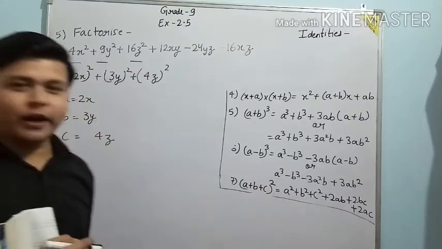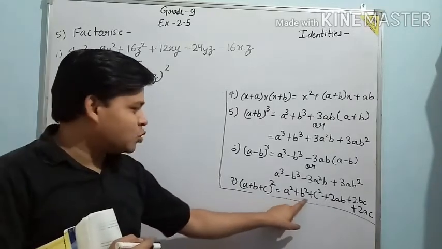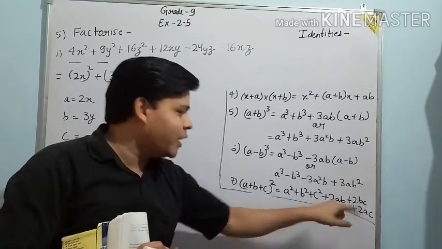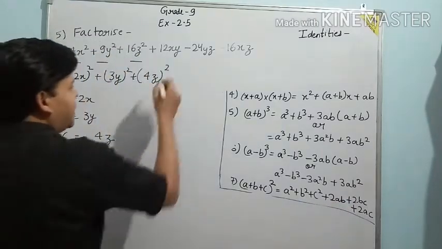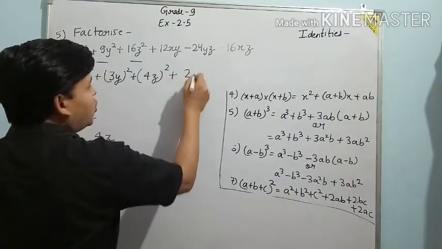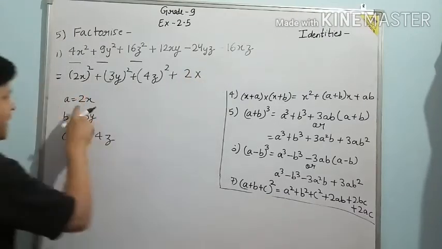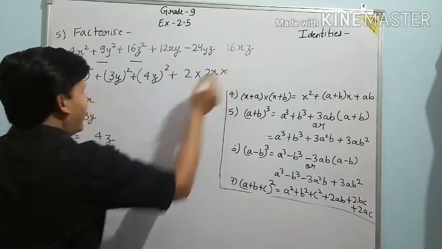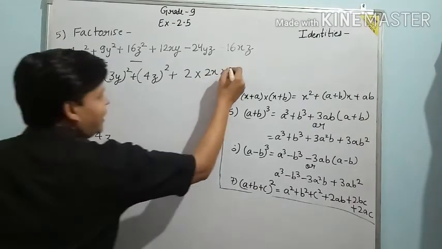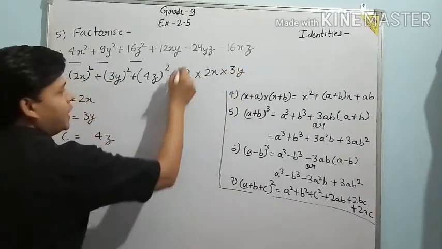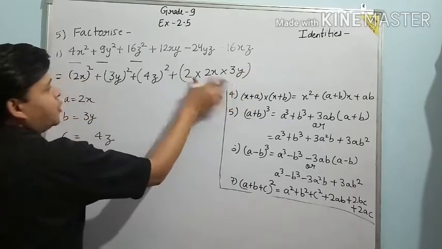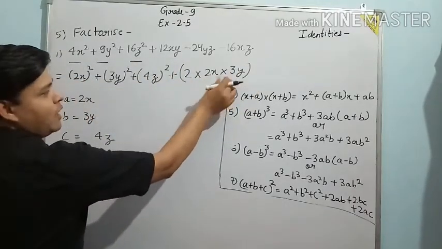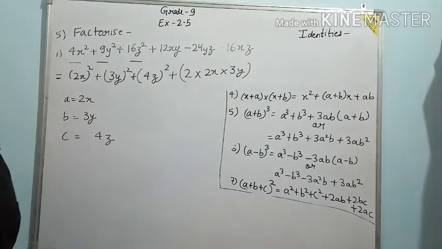And what do we have to write after this? That a square plus b square plus c square is done till here. After that we have to write plus 2ab. So let's write here plus 2ab. So what is a here? A is 2x. So write here 2x. And b is 3y. So let's write here 3y. Now check the product of these 3. You will get 12xy. 2 times 4, 3 times 12, 12 and xy, 12xy.